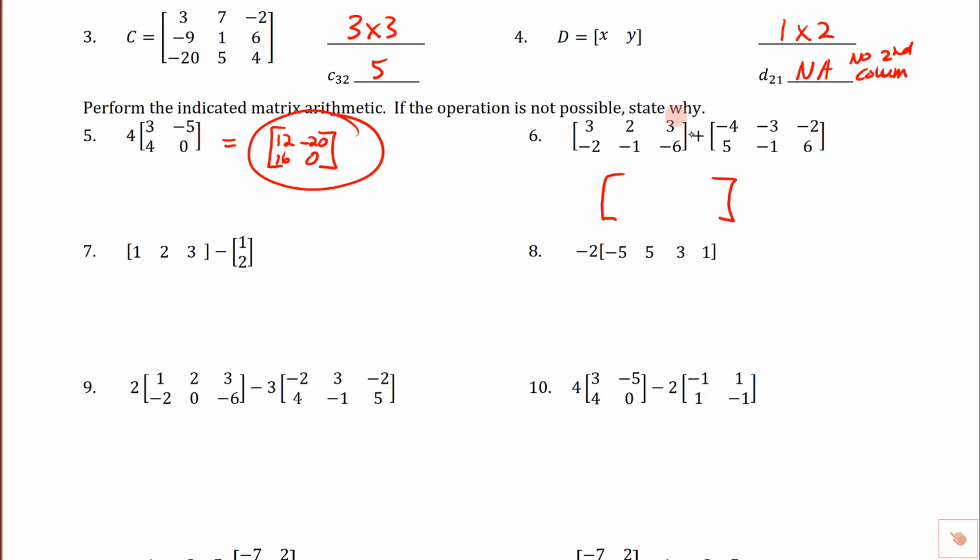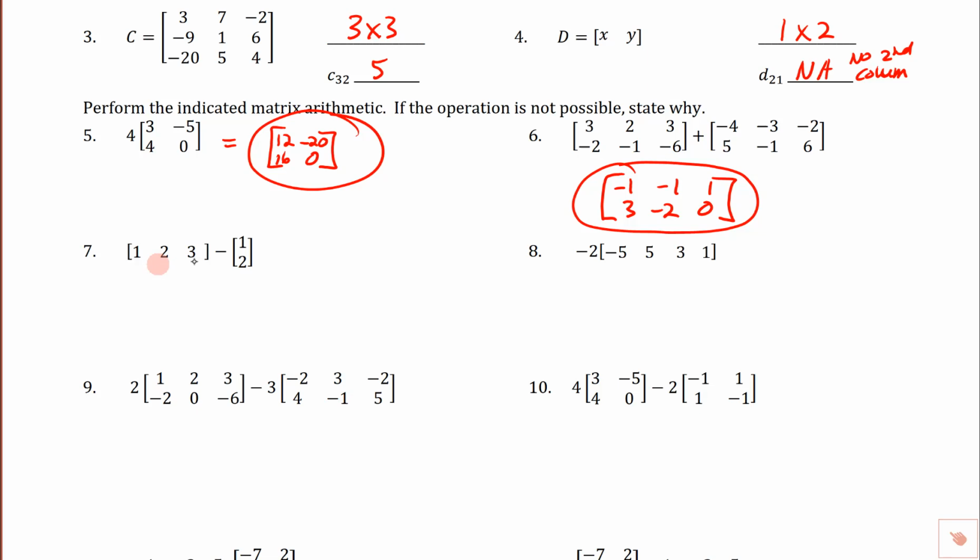So this is going to be 3 plus a -4, so that's going to be a -1. We're going to have a 2 plus a -3, so that's also a -1. And then we have 3 plus a -2, so that's going to be a +1. We've got a -2 plus a 5, so that's going to be a 3. And then we've got a -1 plus a -1, so that's going to be a -2. And then we've got a -6 plus a 6, so we end up with 0 there. So there's our answer resultant matrix right there.